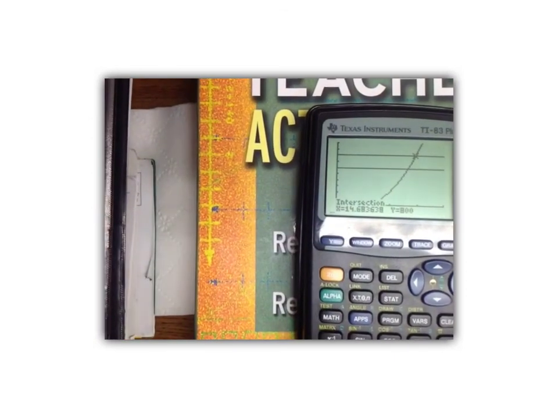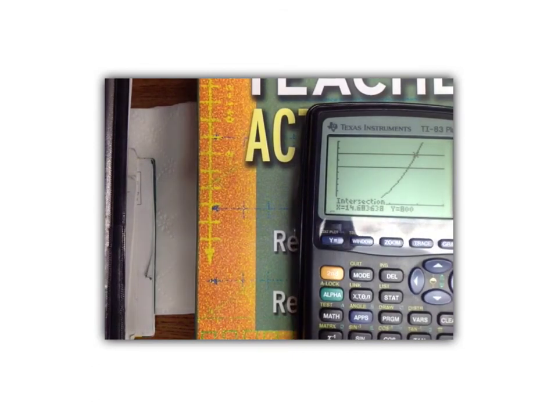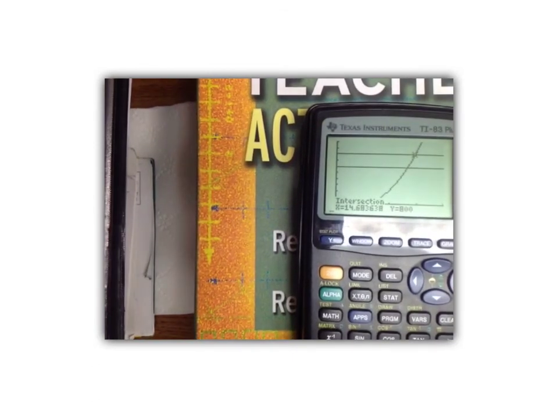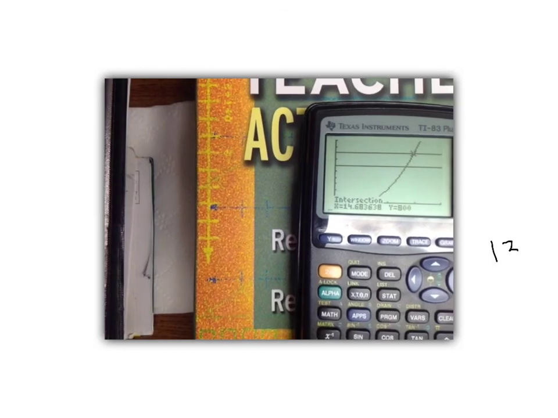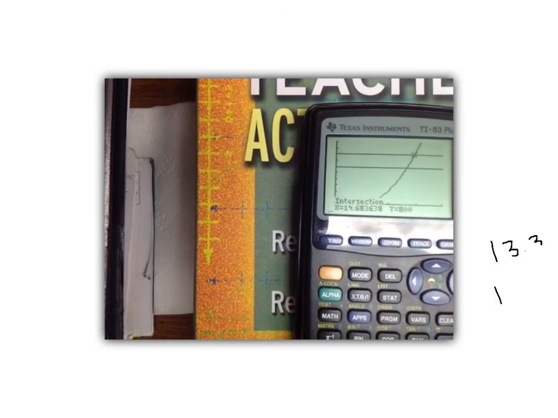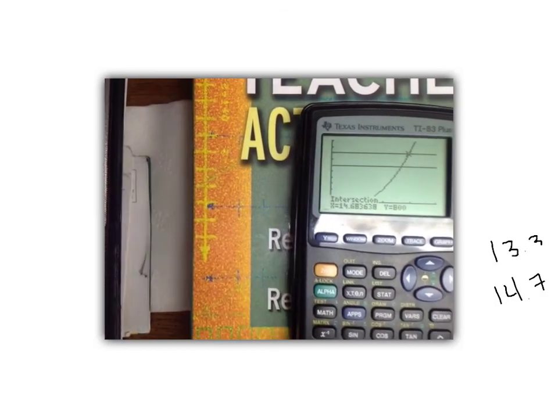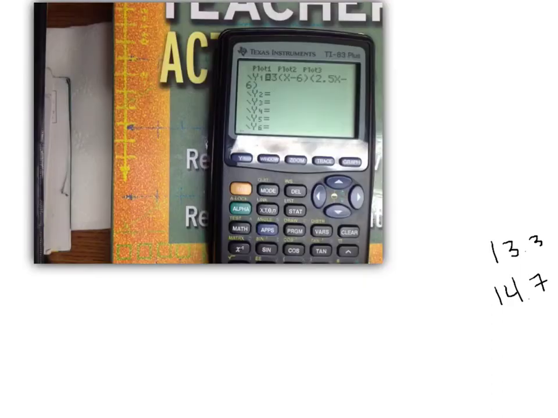So, for this one, I've got, what did we say, about 13.3 and 14.7. So for x values that are between 13.3 inches and 14.7 inches, I will have volume that's somewhere between 600 square inches and 800 square inches.